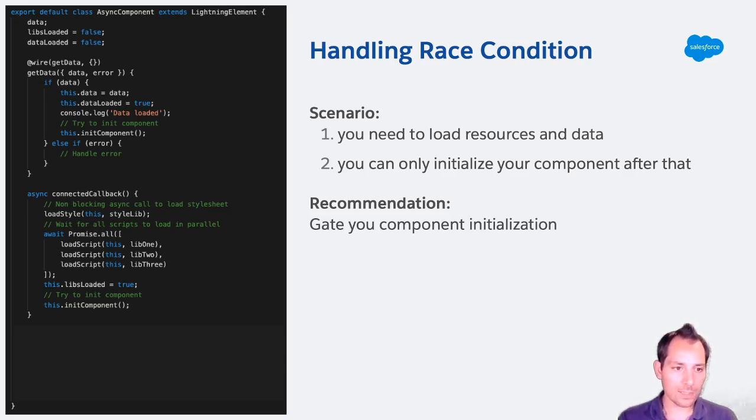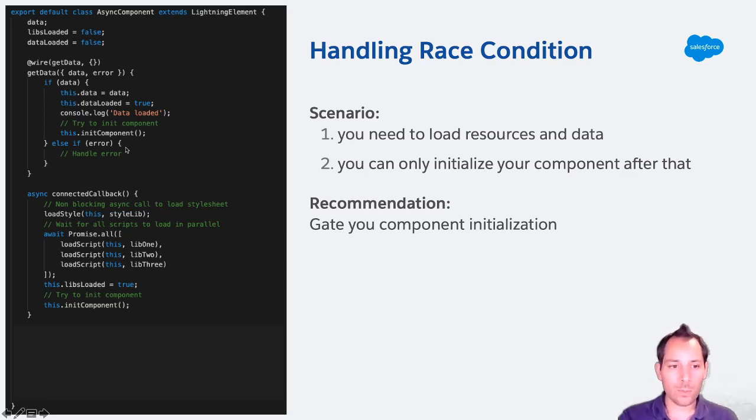But what's interesting is that it's connected to a function called getData as well. And if data is retrieved, we have a flag here, data loaded, which indicates that we have loaded data. Now, after loading data, we will also try to call init component. So what is interesting with this particular pattern is that we are trying to call init component twice in two places. Here when we're done loading data, and here when we're done loading our resources.